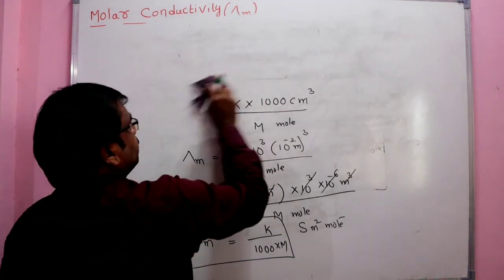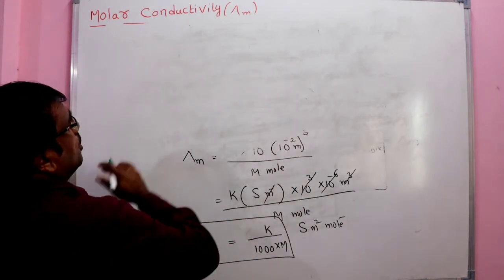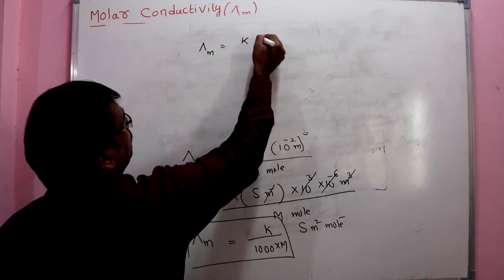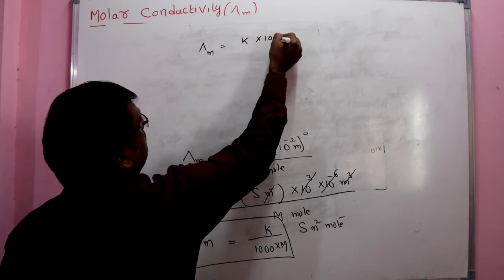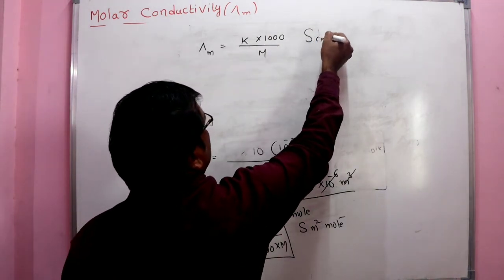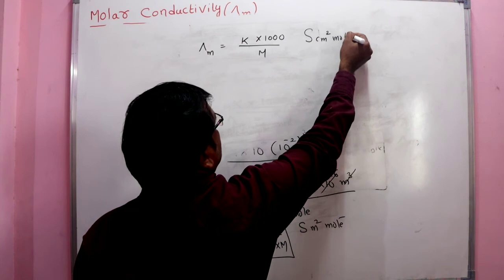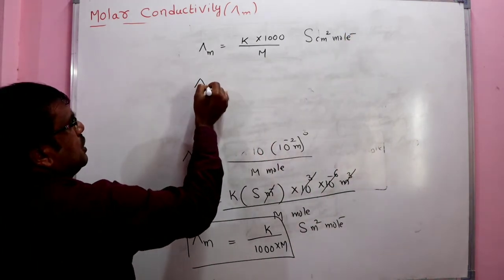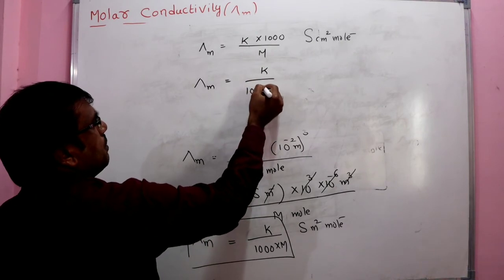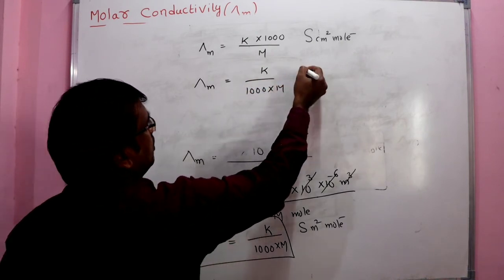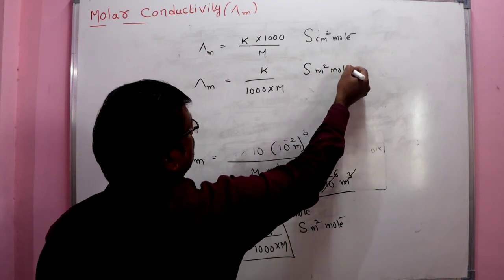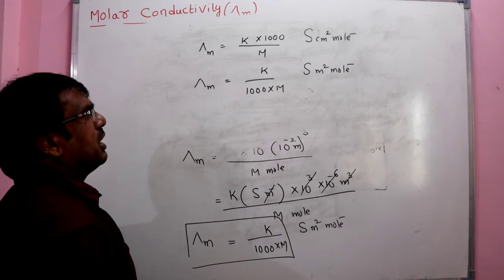And finally, you have to remember these two formulas. Lambda m is equal to K into 1000 by m; the final answer we will get in Siemens centimeter square mole inverse. Lambda m is equal to K by 1000 into m; the answer we will get in what? Siemens meter square mole inverse. So this is about the molar conductivity.